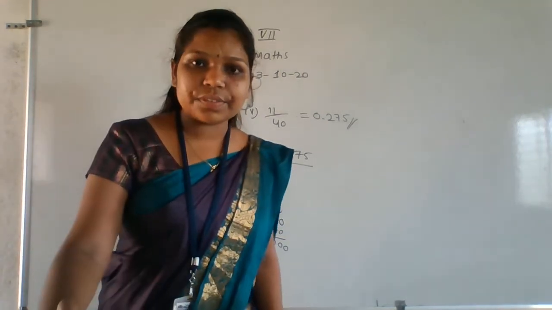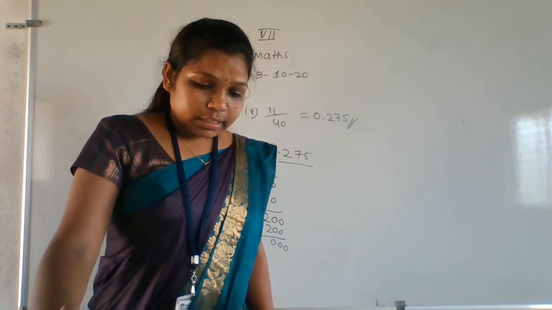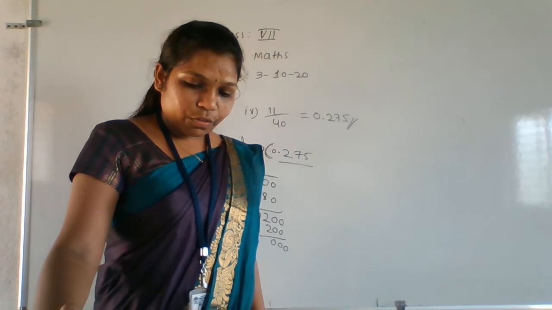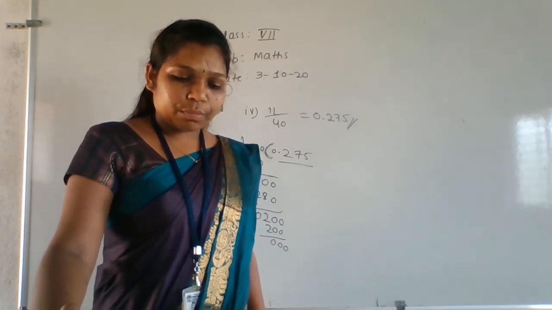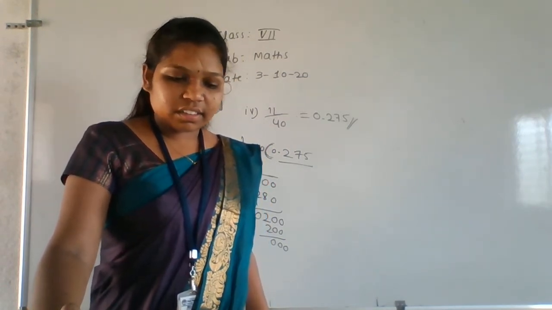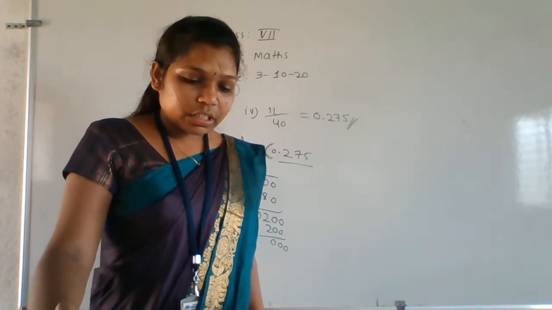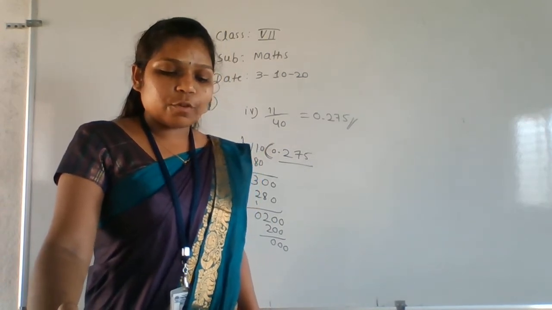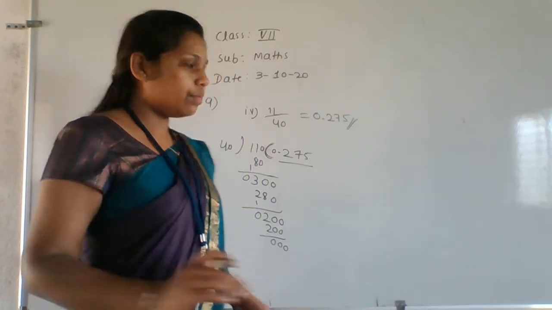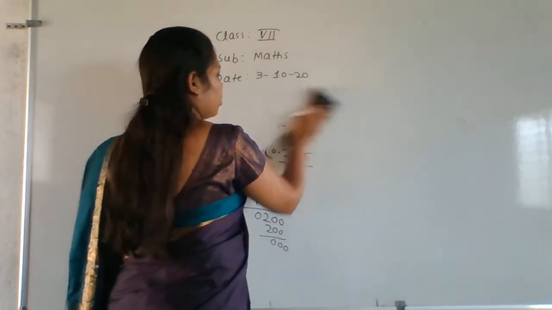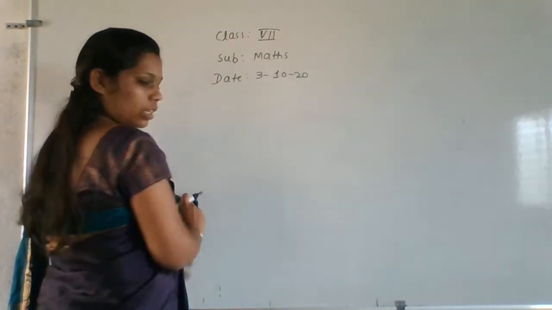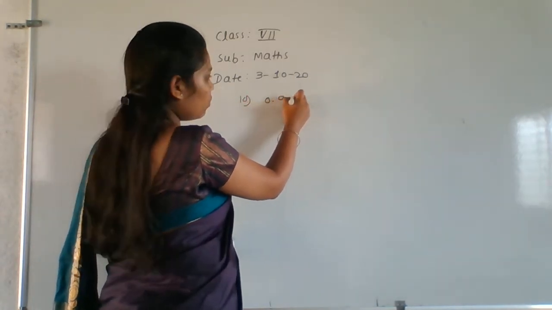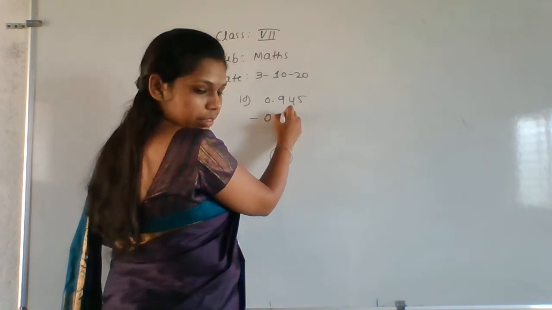Okay. Next one is the 10th question. Evaluate each of the following. Evaluate each of the following means you have to do the addition problem. I did this one, no? Okay. So now the 10th question, that is evaluate each of the following. The first one is 0.945 minus 0.687.